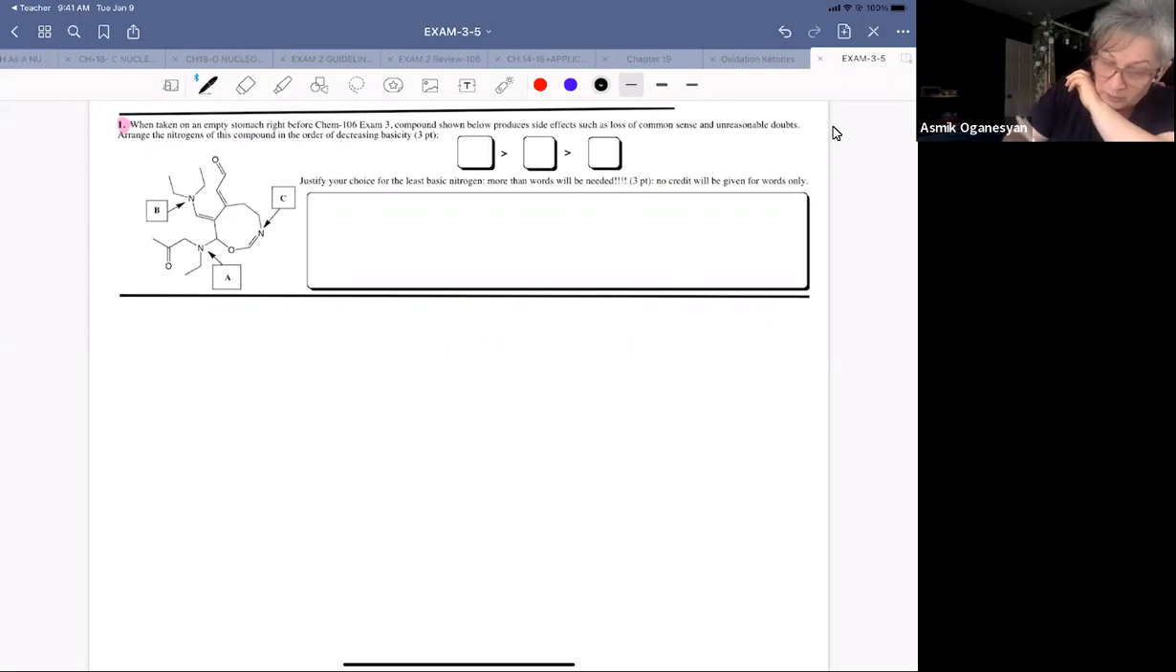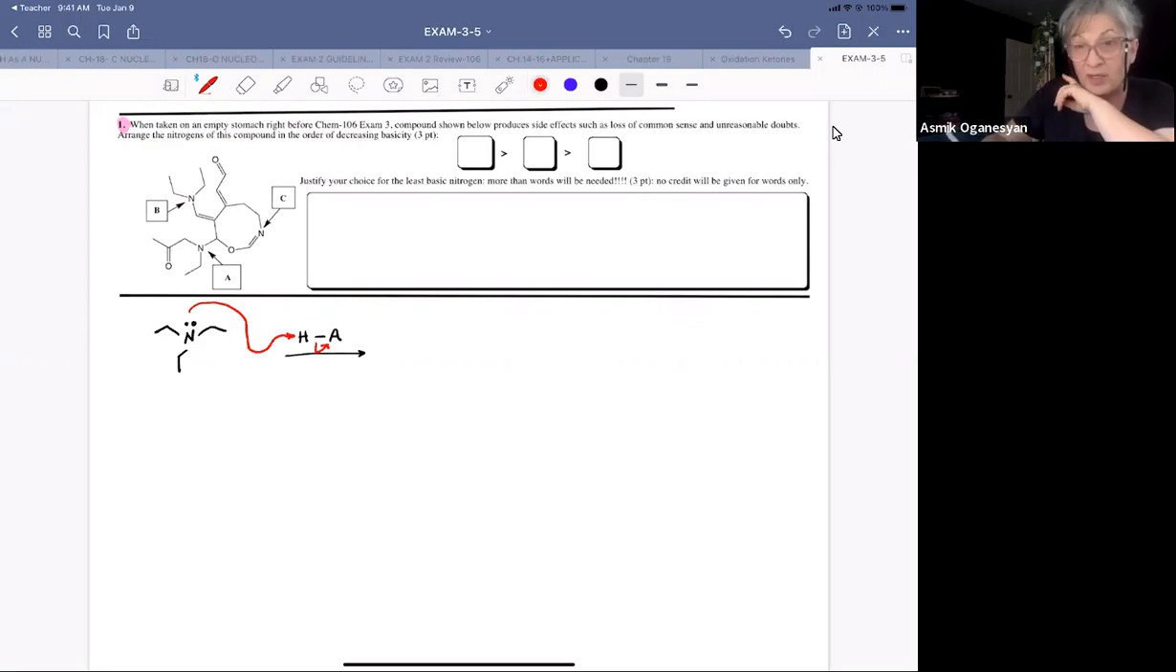And what we know about amines is that in a neutral amine, we have nitrogen with 3 bonds and a lone pair of electrons. And it's that lone pair of electrons that will be able to abstract an acidic proton and form a conjugate acid.